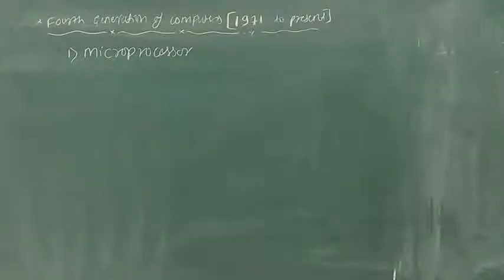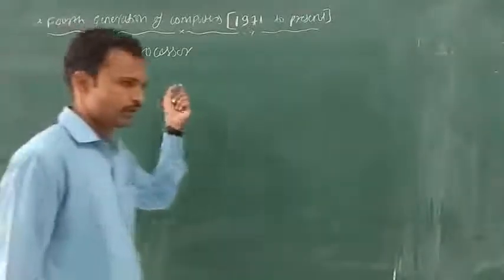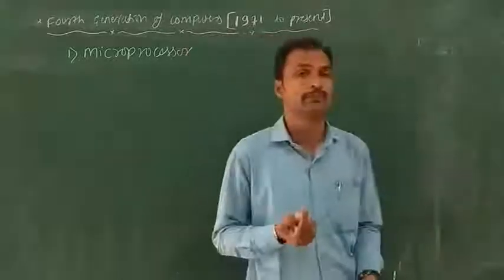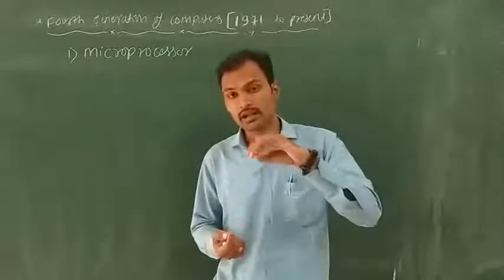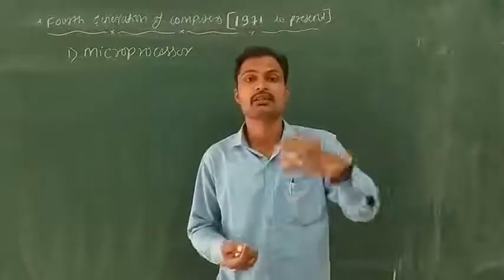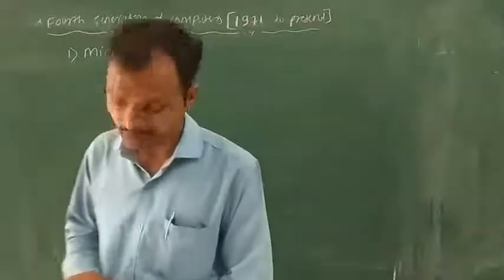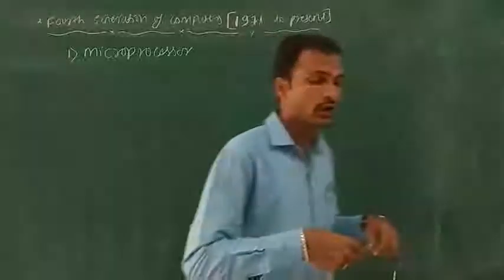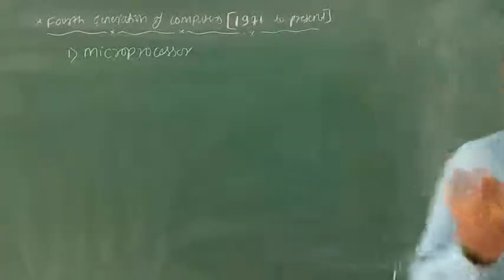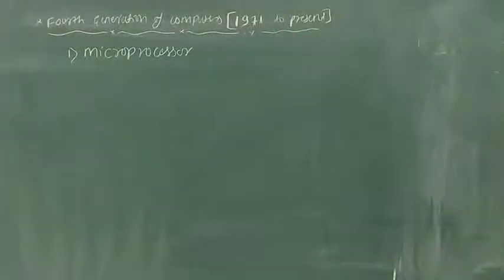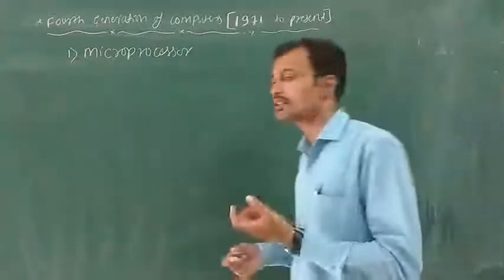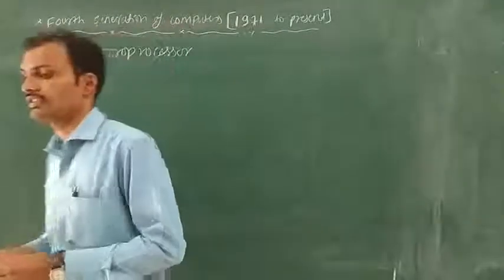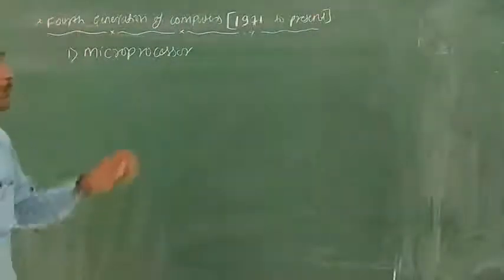This microprocessor is one silicon chip, and that silicon chip can have thousands of integrated circuits. Whatever integrated circuits you were using in the third generation, the same integrated circuits are put on one silicon chip. That chip is known as a microprocessor.